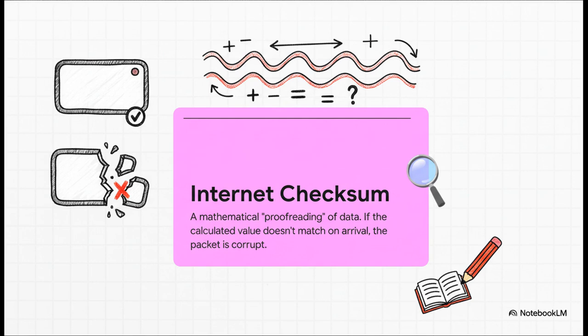So how does TCP actually pull this off? Well, its first trick is something called the Internet Checksum. Before TCP sends a packet, it basically does a quick math problem on all the data inside and attaches the answer. When the packet arrives, the receiver does the exact same math. If the answers don't match up, it knows the data got corrupted and it just throws that packet away. It's like a brilliant automatic proofreader.